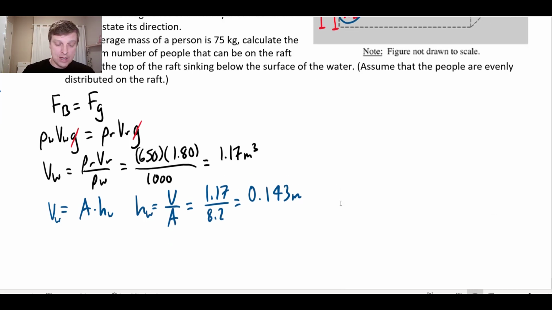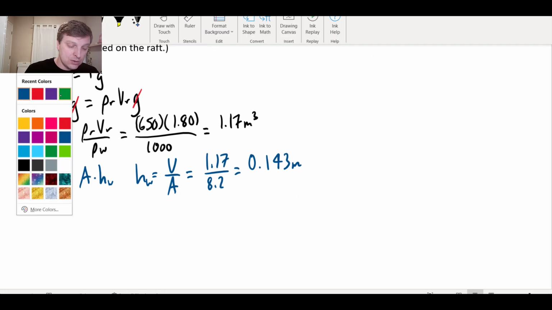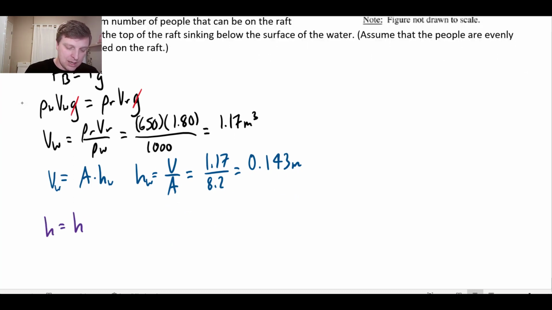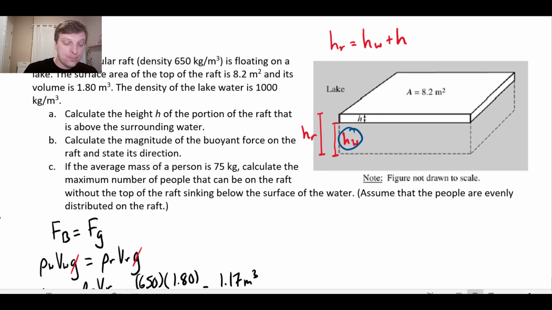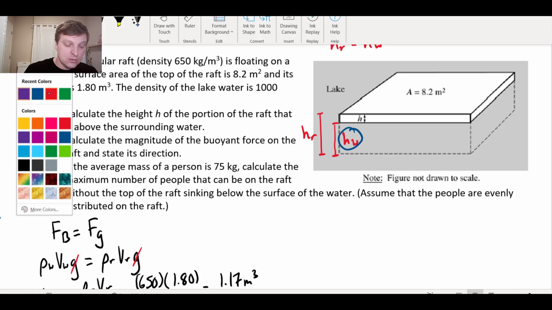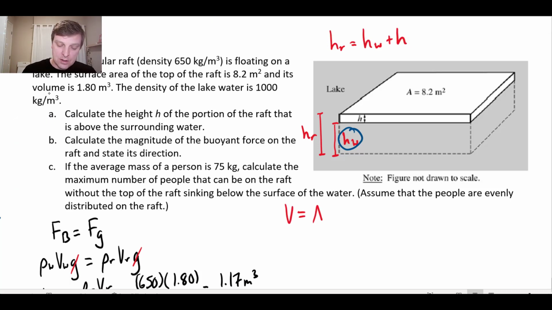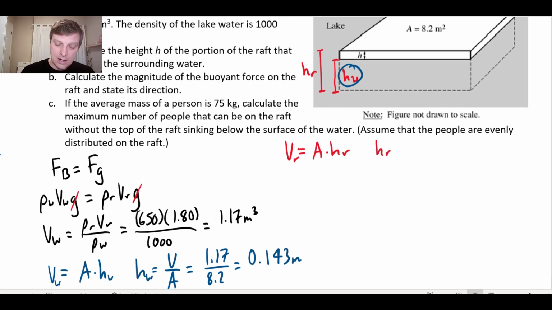And so the only thing I need to do at the end is to say, okay, well then the difference between those two, so the height is really just going to be the height of the raft minus the height of the water. Now I haven't found the height of the raft yet, so if I go back up here, I could do that and say, okay, the height of the raft is dependent on the volume. So volume is going to equal area times height, volume of the raft, and so I could solve for the height of the raft. Height of the raft is going to equal the volume of the raft divided by the area. So that's 1.80 divided by the area 8.2, and this ends up being 0.220 meters.